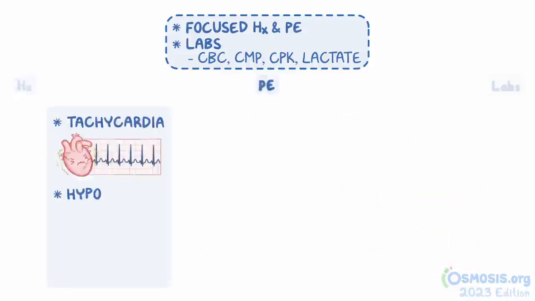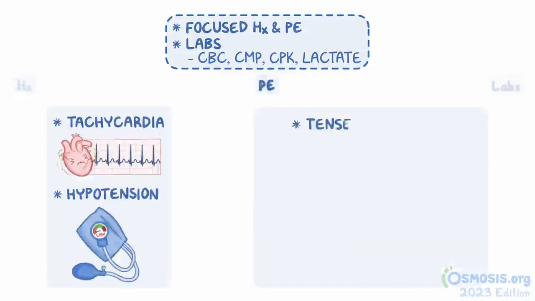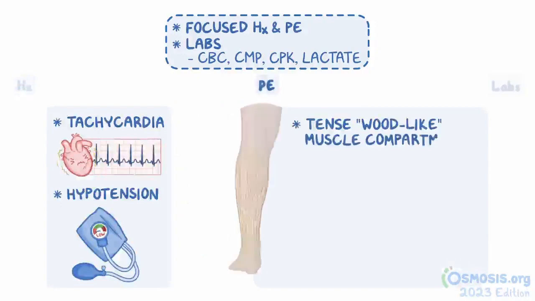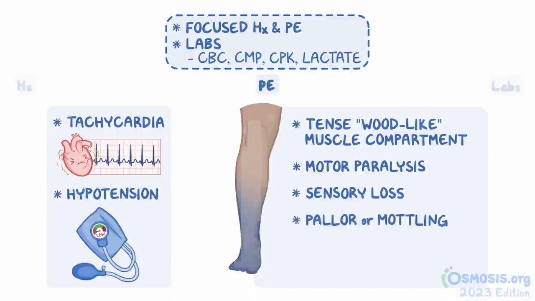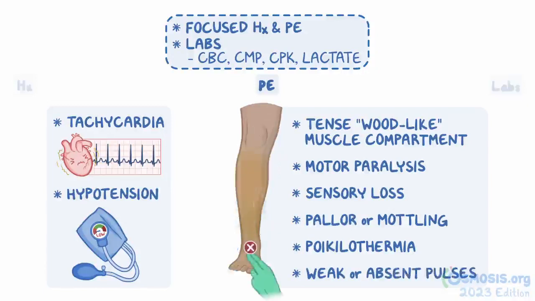Okay, the exam may reveal tachycardia and hypotension, as well as a tense wood-like muscle compartment on palpation, motor paralysis, and sensory loss. Physical exam findings can also include skin changes like pallor or mottling, as well as poikilothermia, or skin that is too cold to the touch, and as a late sign, weak or absent extremity pulses.